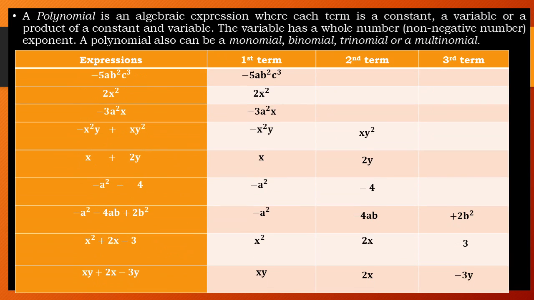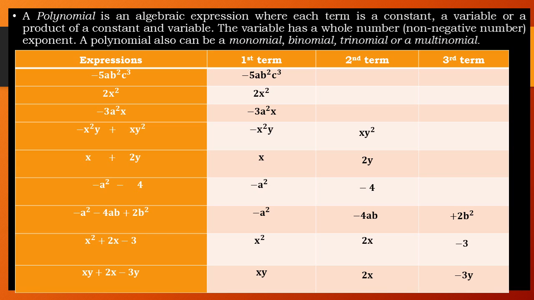If we have the expressions given below in the diagram, then we have the first term, the second term, and the third term. If we have the expression negative 5ab squared c cubed, that is only a first term since there is no other plus or minus sign. Next, we have 2x squared.